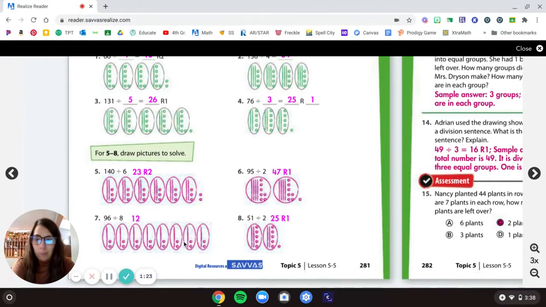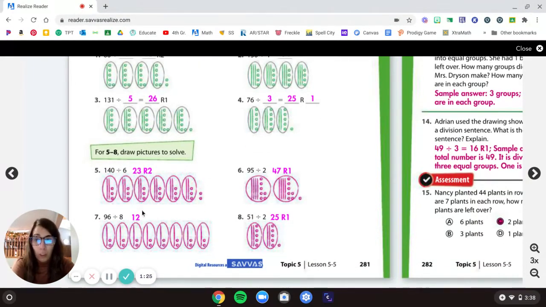Number 7 wanted you to draw the pictures like it was up here. Okay? So you had 96 divided by 8. Remember we did this in our notes where we had our 96 to start, and then we tried to split it into the right number of groups we needed. So this time we'd set up 8 groups.